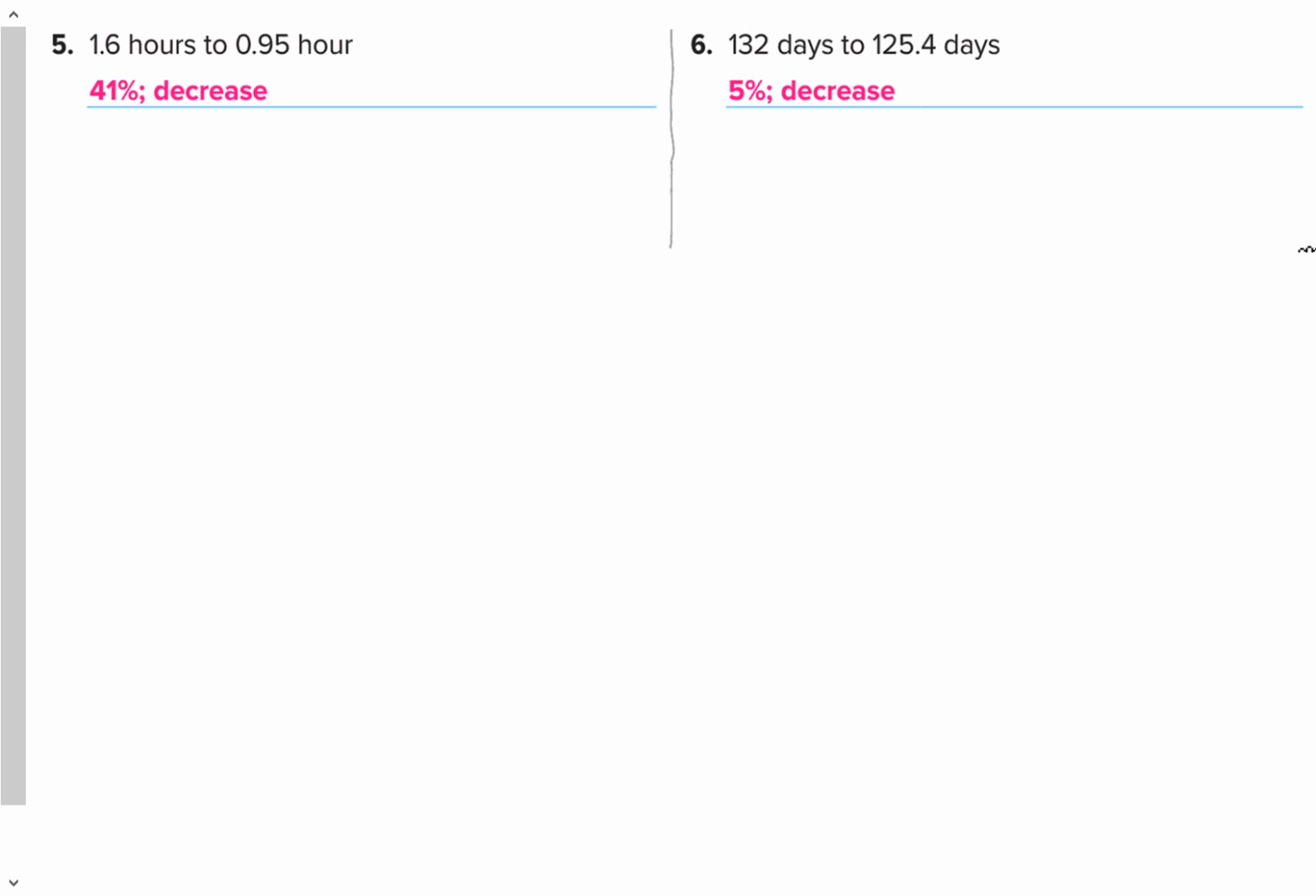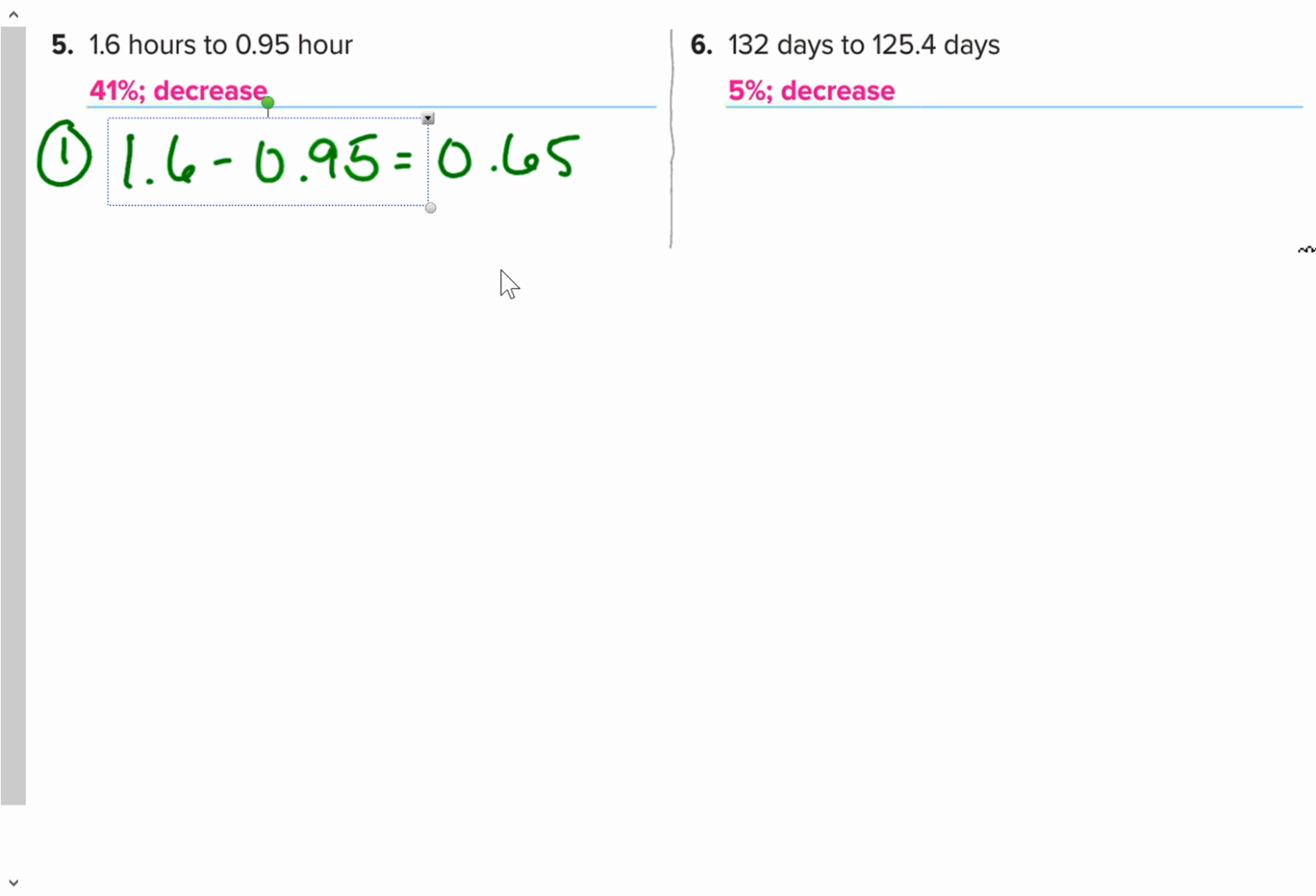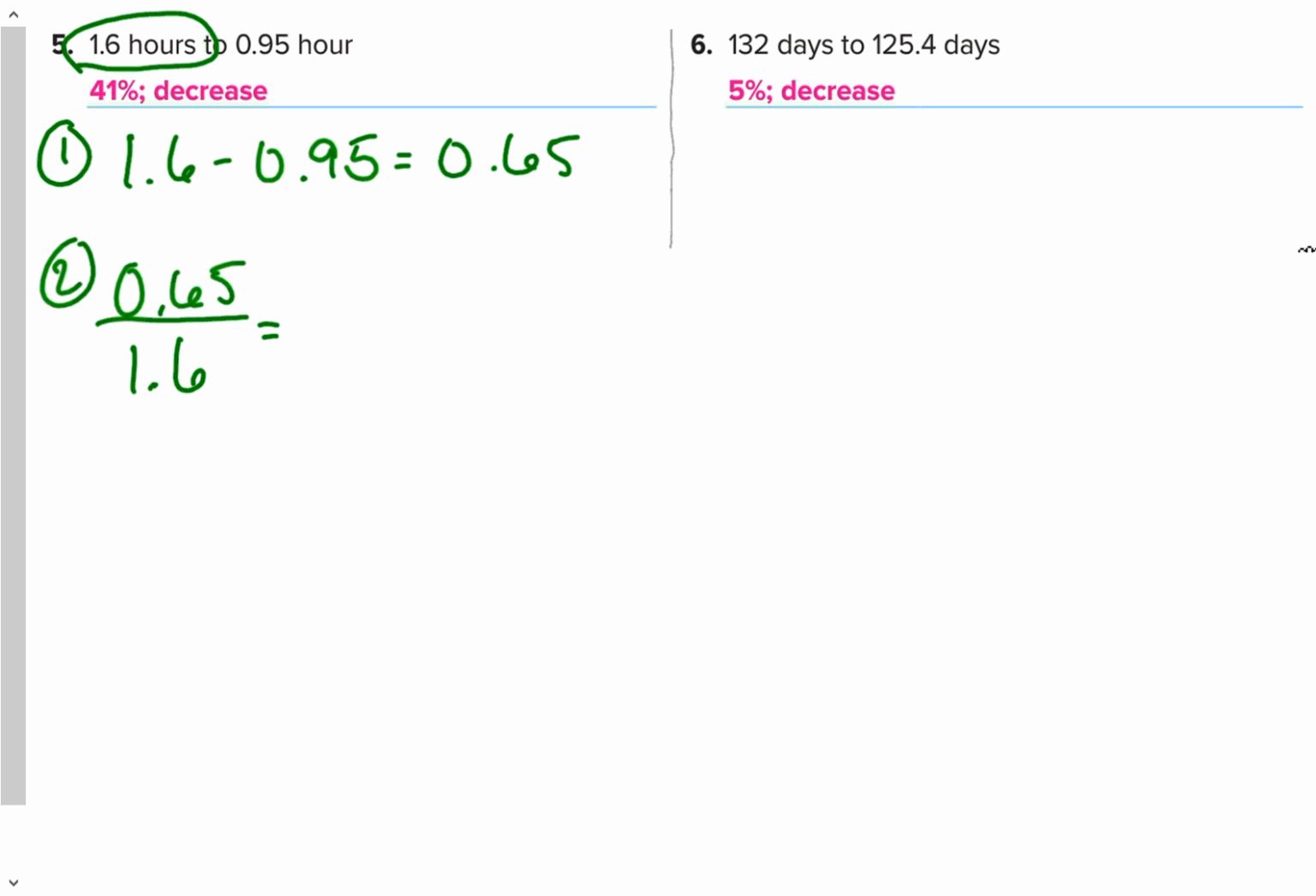All right. Number 5, 1.6 hours to 0.95 of an hour. Again, set up our change. 1.6 minus 0.95. That is going to equal 0.65. So now we're going to set up 0.65 over the original amount, which is right here. That's going to equal 0.40625-ish. There are more numbers than that, but I don't have to write them all down because we have to round to the nearest percent.